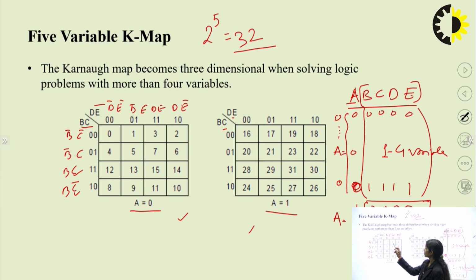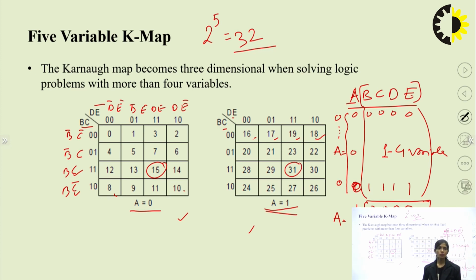3 in the third column, 4, 5, 6, 7, 8 in the fourth row, 9, 10 in the fourth column, 11, 12, 13, 14, 15. After this 15, we are going to start the numbering in the next table, which corresponds to A equals 1. So this is numbered as 16, 17, 18 in the fourth column, then 19, 20, 21, 22, 23, 24, 25, 26 up to 31.